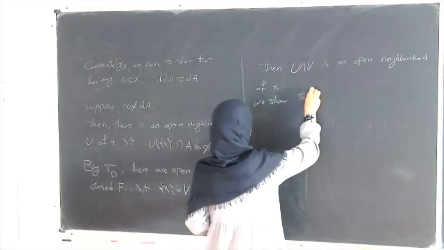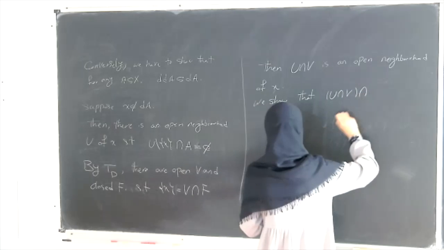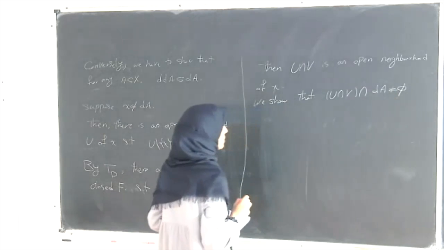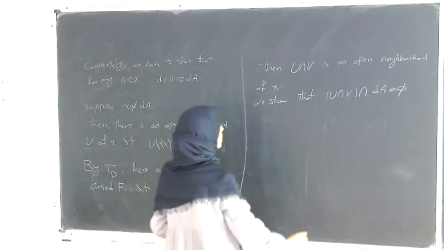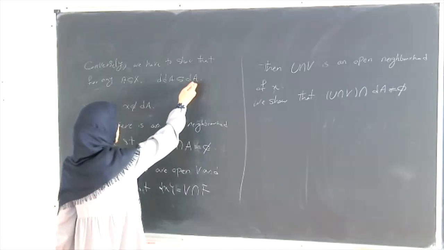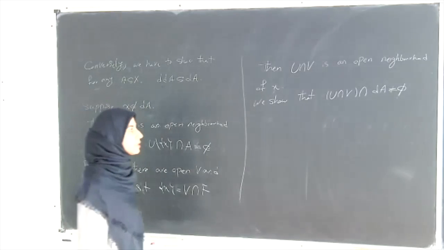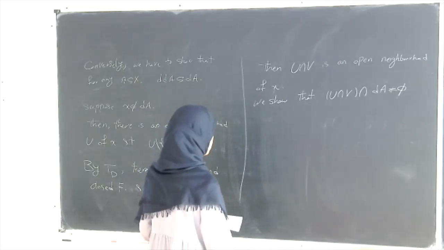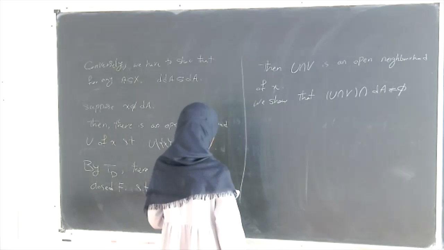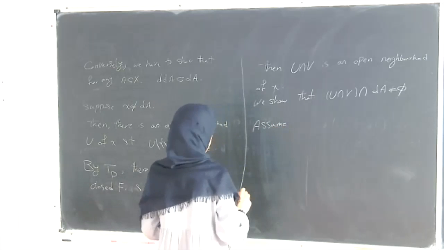Now we show that U intersection with V intersection with D of A is empty. If we show that, then we can conclude that X is not in D of D of A. So if X is not in here, it means that this set is a subset of this set. So now I want to show this. Suppose that there is some point Y in this intersection.